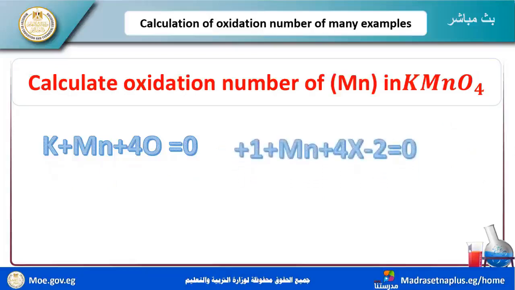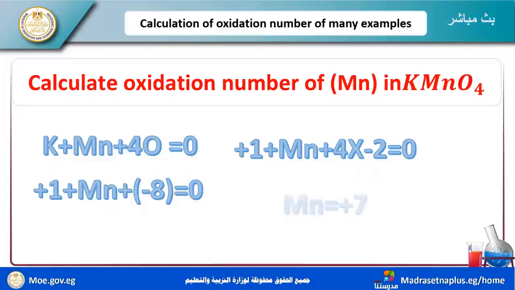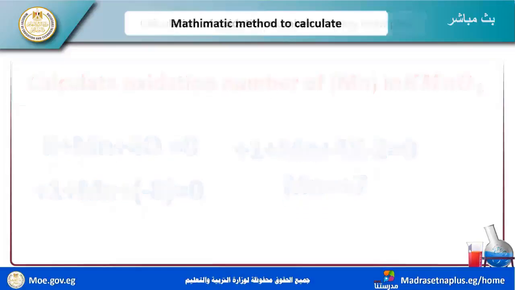Now, K is plus 1. Why is this plus 1? Because all atoms in group 1A in their compounds equal +1. Potassium, sodium, rubidium, cesium, and francium are equal to +1 in their compounds. So manganese is unknown. 4 times -2 equals -8. So +1 plus Mn plus -8 equals 0. So manganese equals +7.